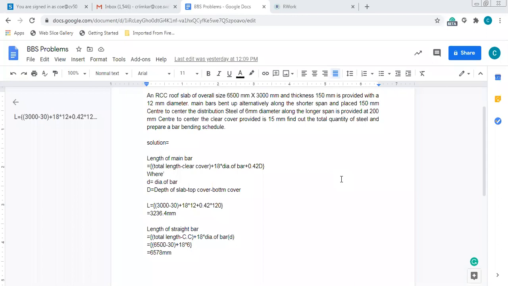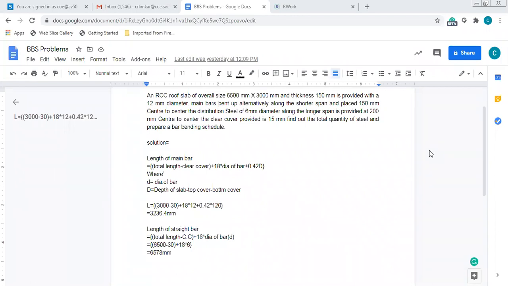The clear cover for this particular slab is 15 mm. So for this particular problem, we have to find out the quantity of steel and we have to prepare the bar bending schedule for the same. Now we have started with the problem. Our first step is to find out the length of main bar.